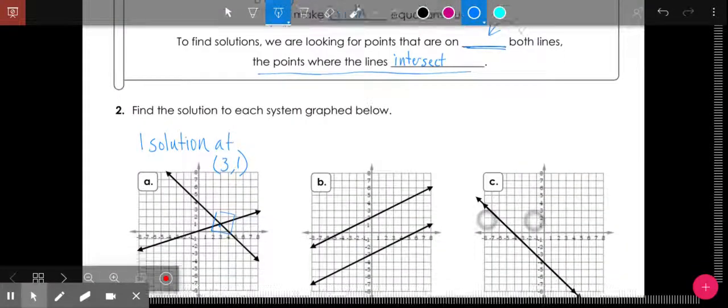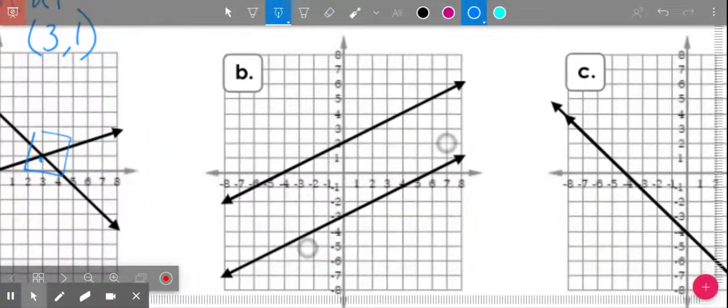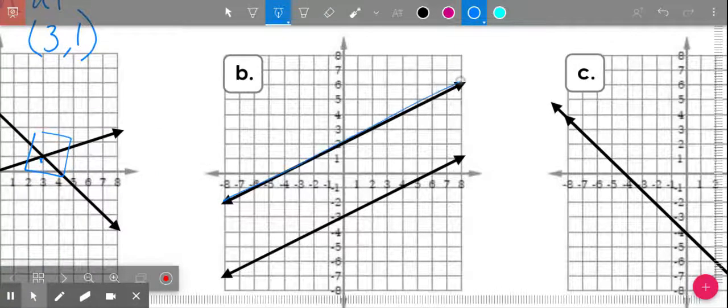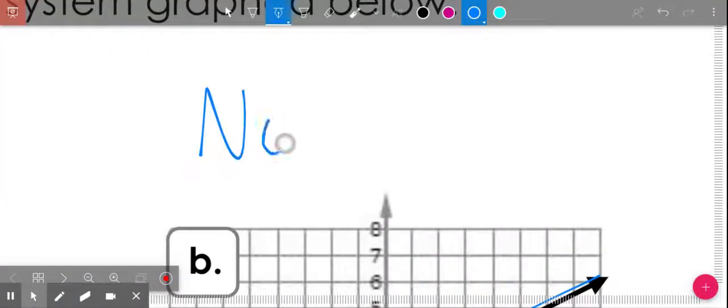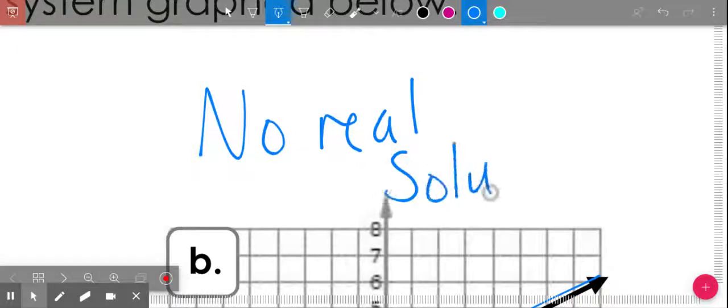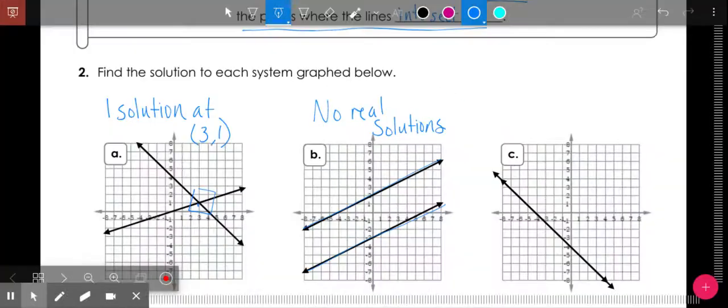Now if I look at system B, notice that both of these lines do not intersect. They're actually parallel to each other and they're never going to touch. Since these lines do not touch, we're going to say that they have no real solutions. They're never going to touch, so they have no real solutions.